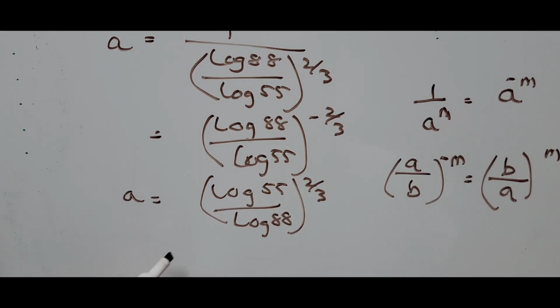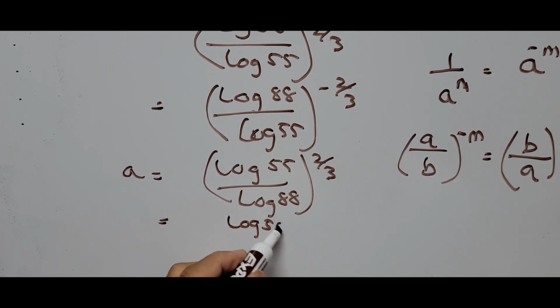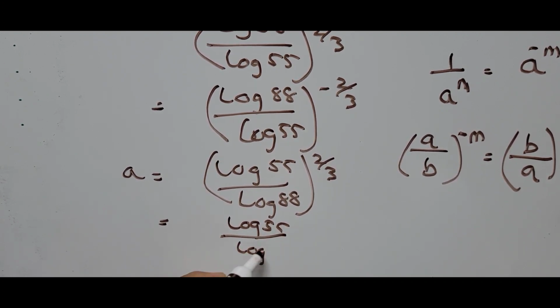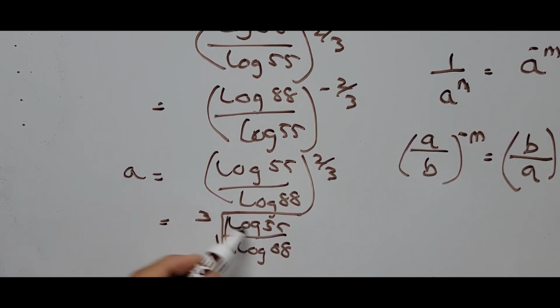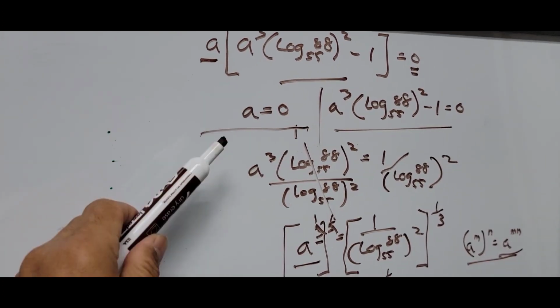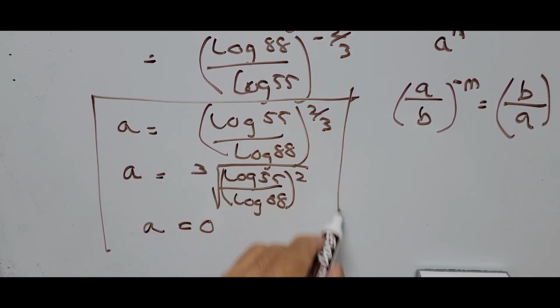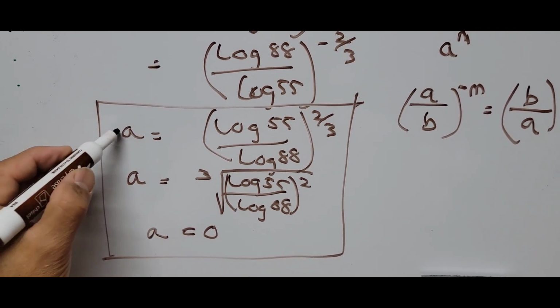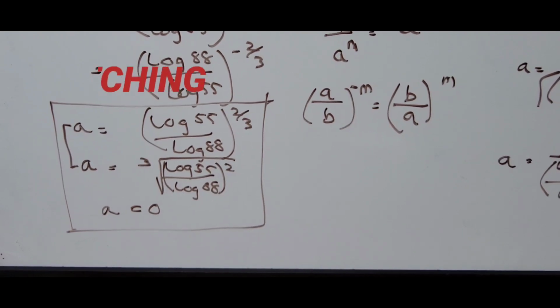That can be expressed the same way as the logarithm of 55 divided by the logarithm of 88, the cube root and squared. That's the value of a. And the other value that we found earlier, that is a equals 0. So that's the value of a. These two are the same but just written differently, expressed in radical form. And so that's all for now.